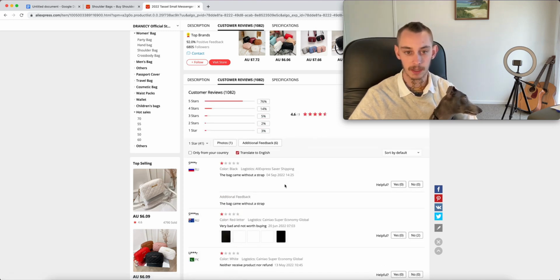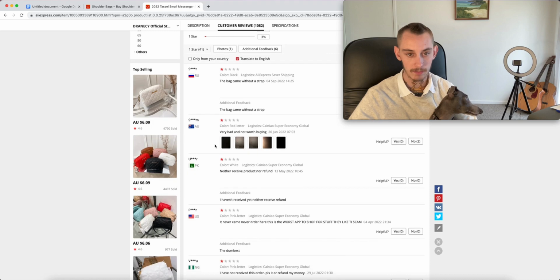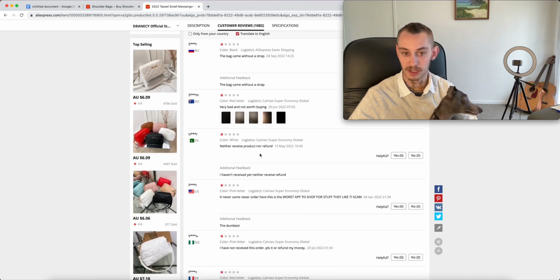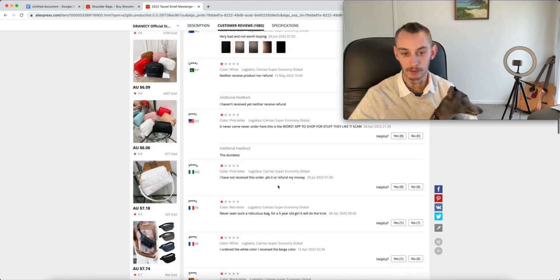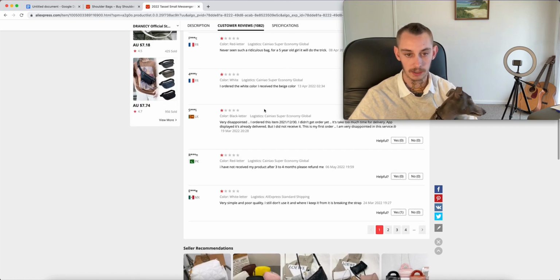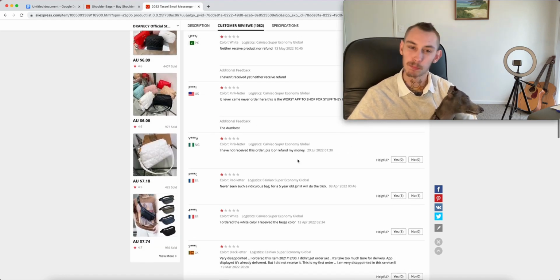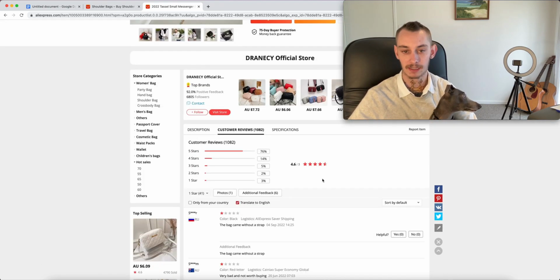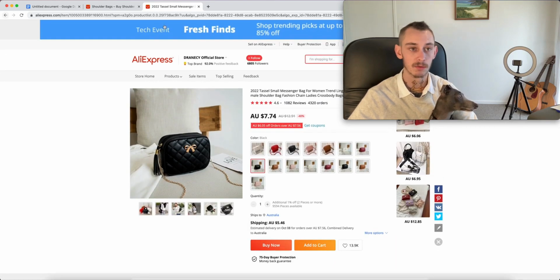Let's click here and see if it's about the product. The bag came without a strap. Very bad, not worth buying. Never received product. It never came. I never received. Came a different color. I've not received my product. So I probably wouldn't sell this product because of the fact that it's had a few 1-star reviews there. So we just keep looking.